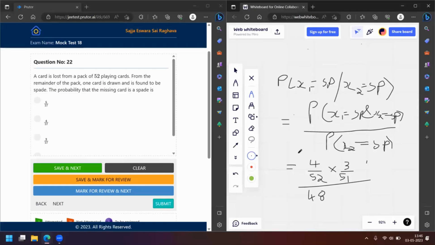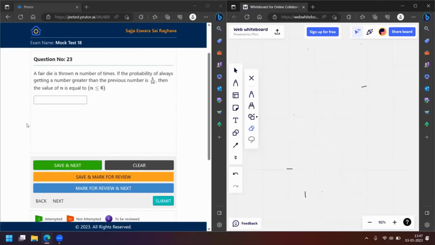See, there are 13 spade cards we have to take. So there are 13 spade cards. If we assume the first pick is a spade, now there are 13 spades left. Right? This will give us the value.